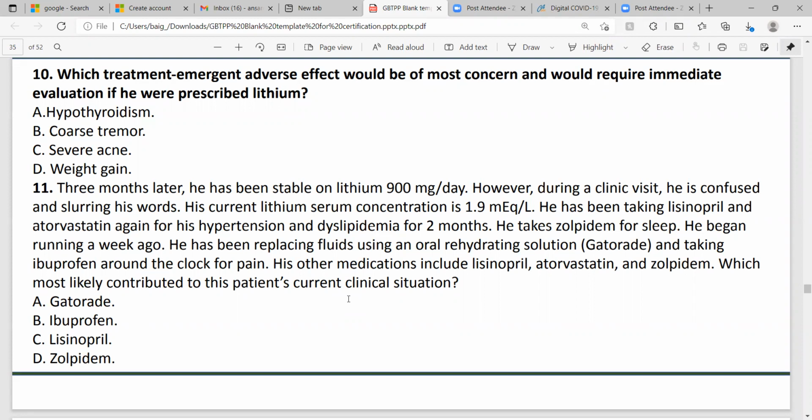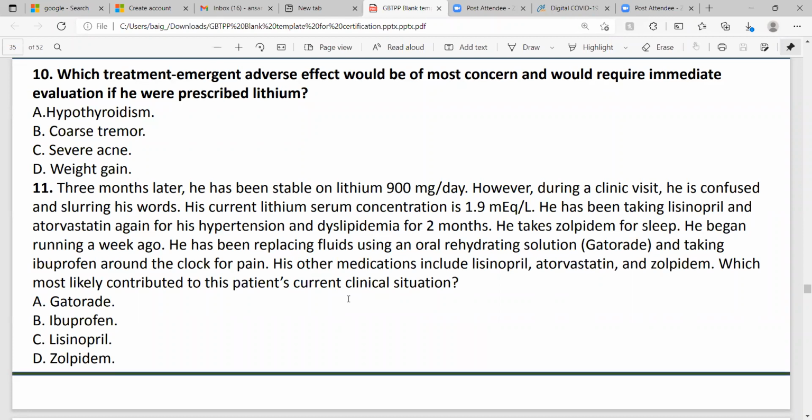His other medications include lisinopril, atorvastatin, and zolpidem. Which most likely contributes to this patient's current clinical situation? So here the options are which can cause this lithium toxicity: Gatorade, ibuprofen, lisinopril, and zolpidem. And the best answer in this case is ibuprofen.